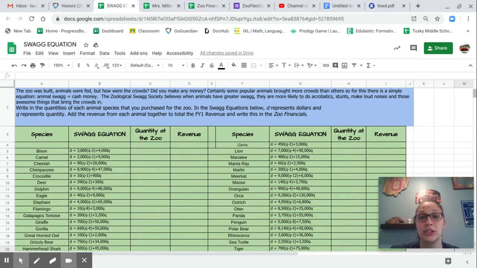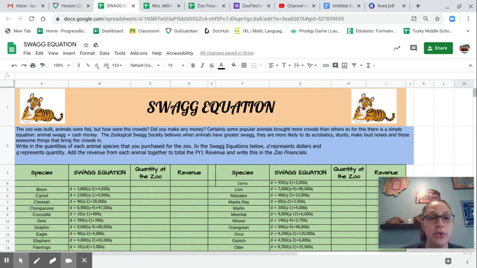And I know this looks crazy, but you do not have all of these animals. There's no way you had enough money to have all these animals in here. So I really only have 8 boxes filled in. So I don't think this is going to be too bad here. So you guys are going to fill this in.